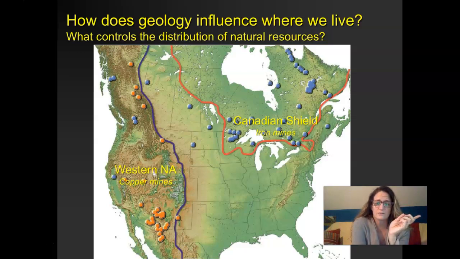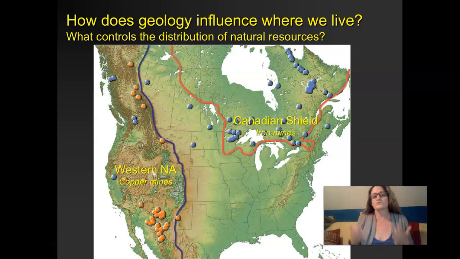In Western North America, there are copper mines. In these copper mines, copper is found as veins, and there's enough of it that it's economically viable to get that copper. So there's copper in Western North America, and there are iron mines in the Canadian Shield. Well, aren't there some of each in other places? Well, there's a little bit of iron in Western North America, but most of it's in the Canadian Shield.